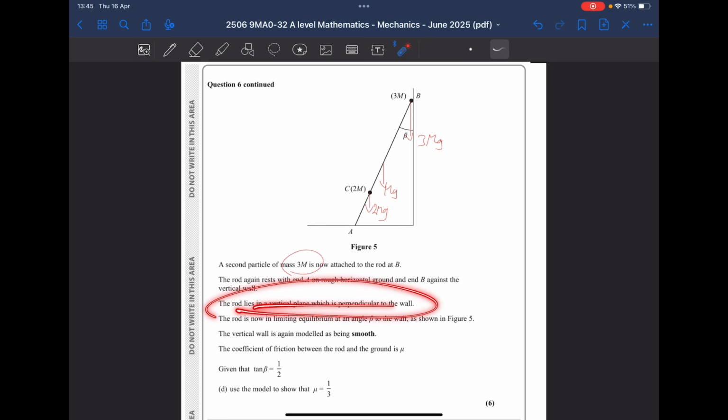Vertical plane with the wall again, 2D diagram. Limiting equilibrium, so it's about to slip. The wall is now smooth. Coefficient of friction is mu. So friction will come this way. We will go again coming up.